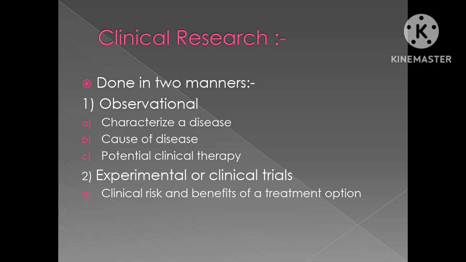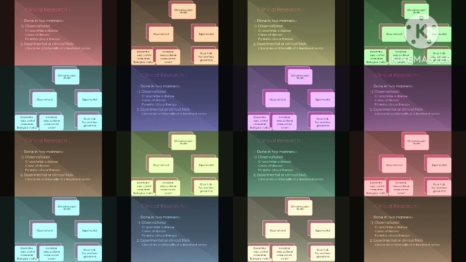Clinical research is done in two major manners. First, observational, and second, experimental. It is also known as clinical trials. So, observational includes trials of characterization of disease, trials to know the cause of disease and identify a potential clinical therapy, while experimental contains trials to identify the clinical risk and benefit of treatment options.